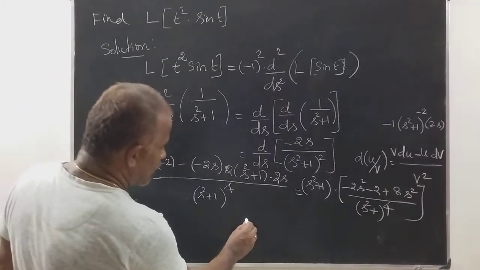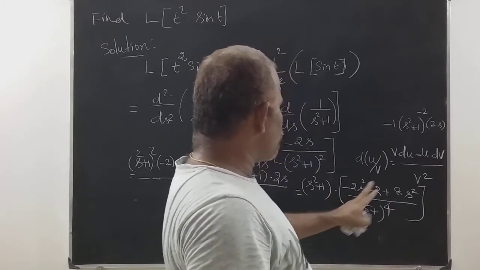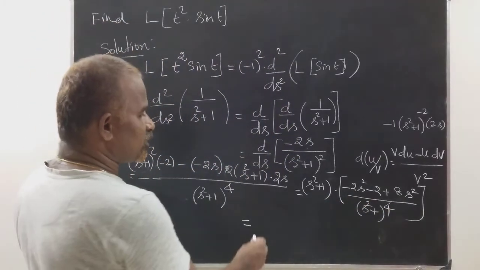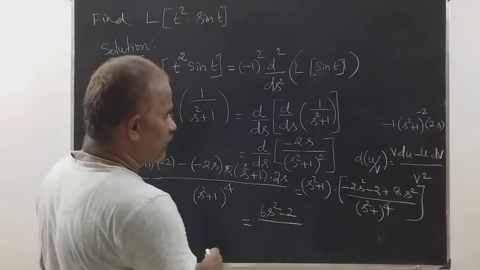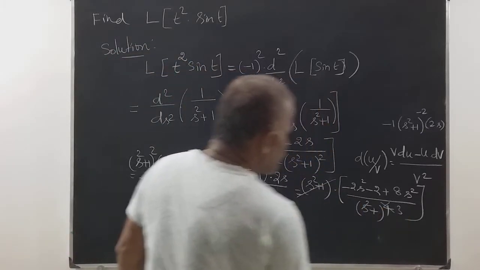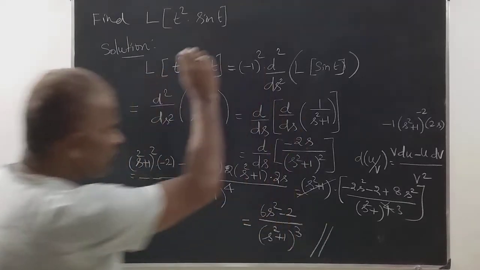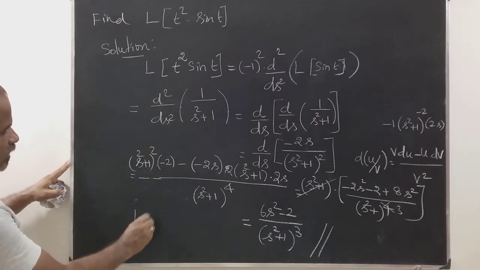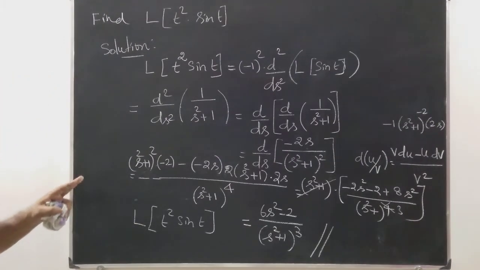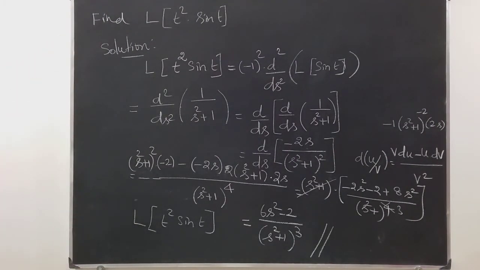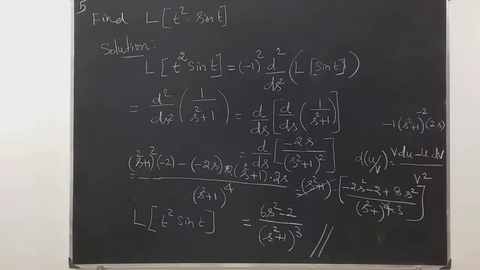So therefore I can write this is equal to 8s squared minus 2s squared, therefore 6s squared minus 2, divided by, so this and this will be cancelled. So therefore (s squared plus 1) the whole power 3. So this is our required answer for Laplace transformation of t squared sin t. Okay. So this is problem number 5.